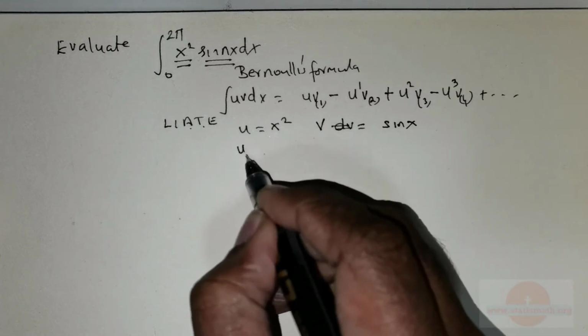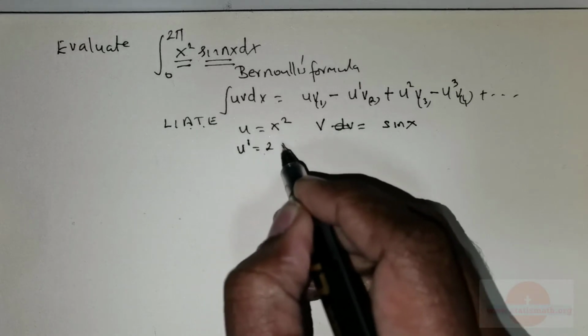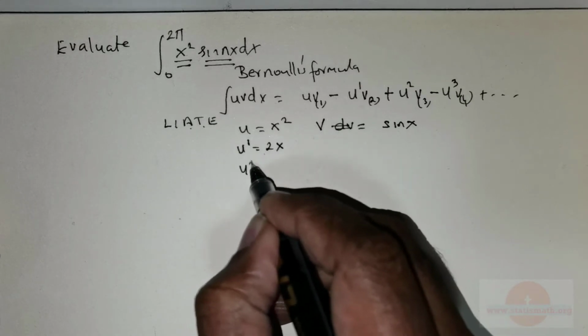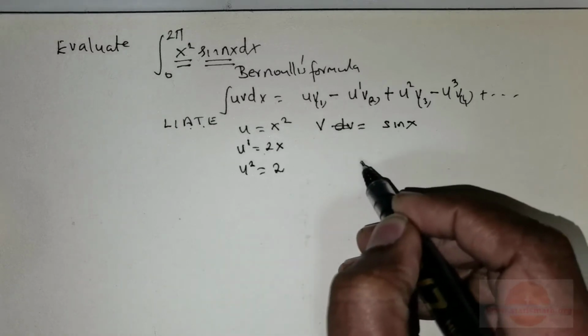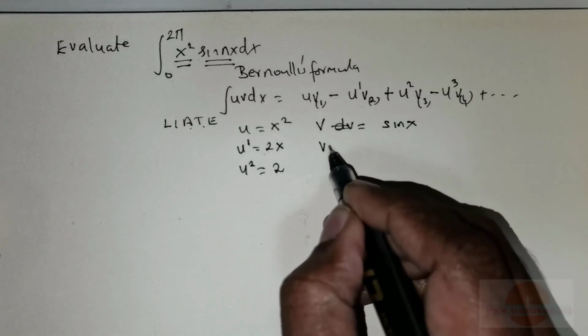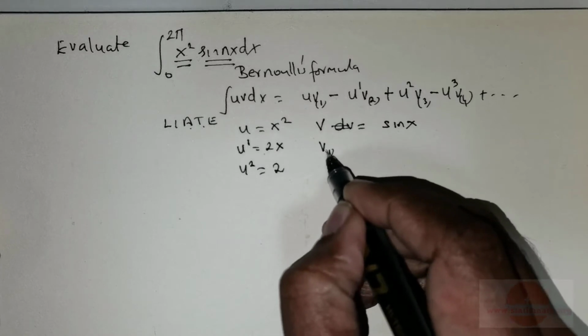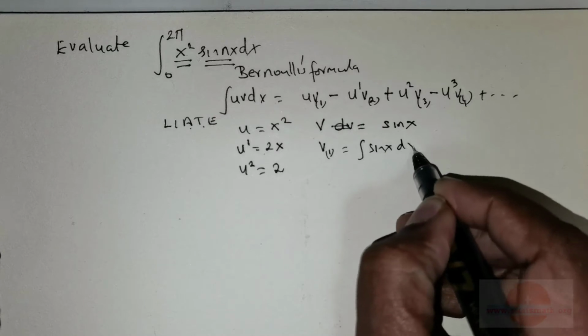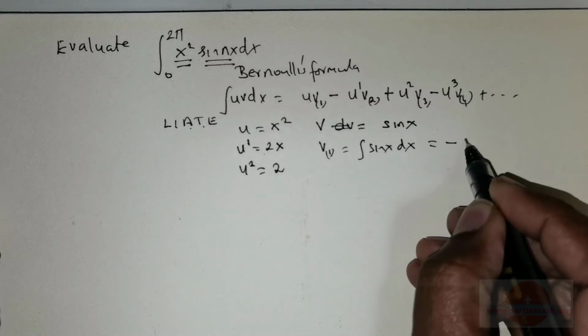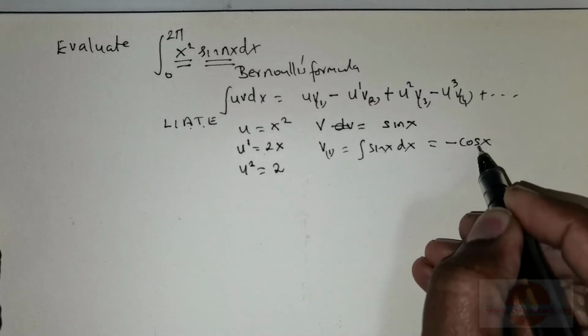So u1 is going to be the differential of x squared, which is 2x, and u2 is going to be the differential of 2x, which is going to be 2. Now v1 is going to be the integration of sine x times dx. So that is going to be negative cos x, right?